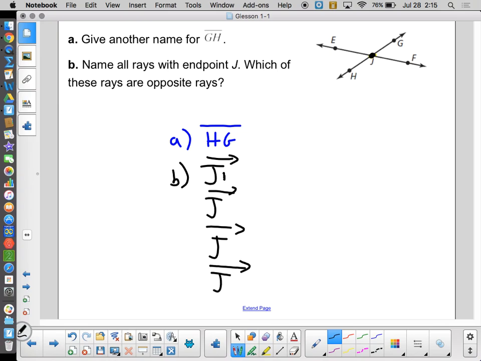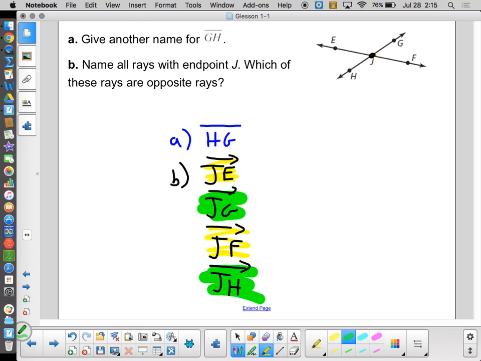And those are JE, JG, JF, and JH. And the opposite rays, in this case, the pairs of opposite rays, are JE and JF. JE and JF are opposite, as well as JG and JH. Those are my opposite rays. So again, naming rays with an endpoint of J, you have to start with J. J has to come first. You have to use the ray symbol.